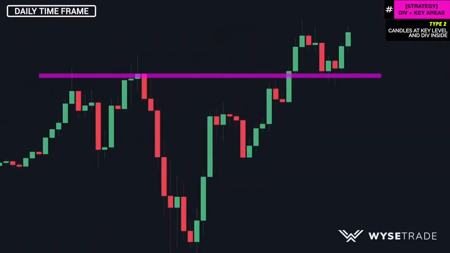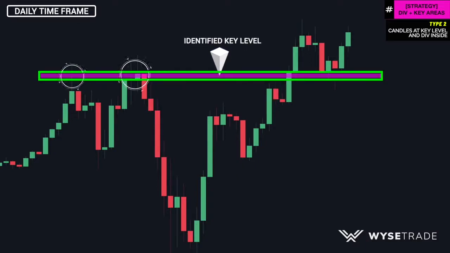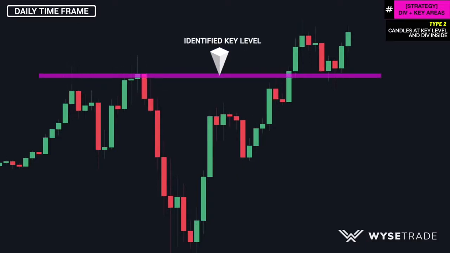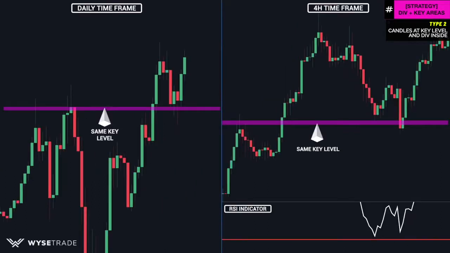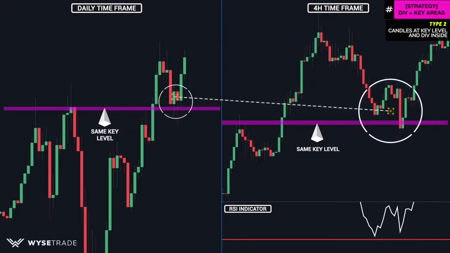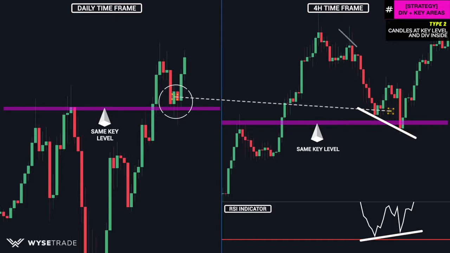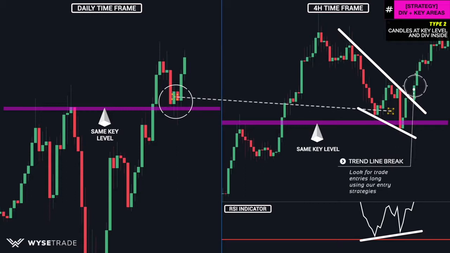Here's the daily time frame. This was your clear moving uptrend. Key level here because of these two reversal points. So after we had these two perfect long wick candles reacting to the level, we wanted to look inside of them to see if we had price action that signaled a possible trend change. So let's pull up the 4-hour. Same key level, same pullback. We had perfect wide divergence right at the key level, and then you would place your trend line above. And once you had price breakthrough, you would then look for trade entries long on the lower intraday timeframes.